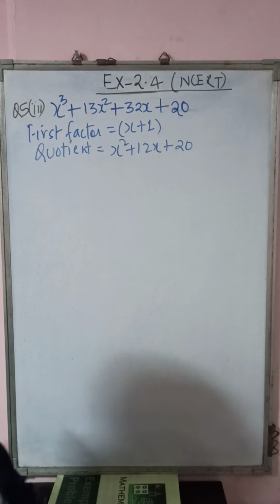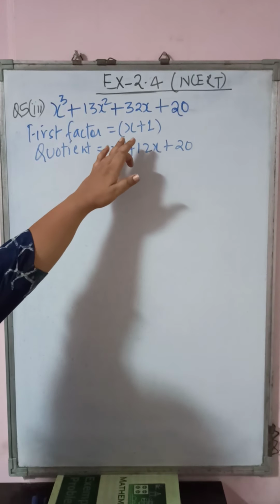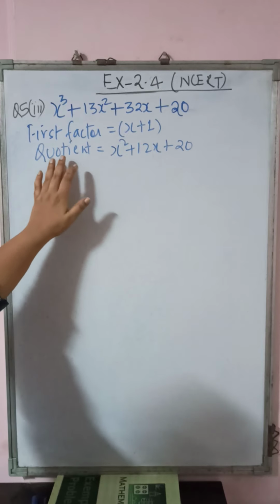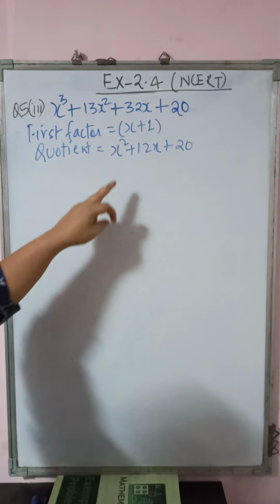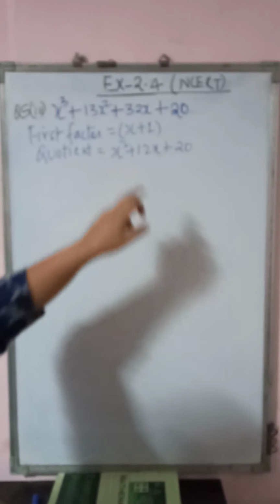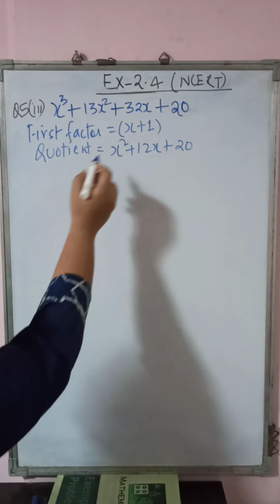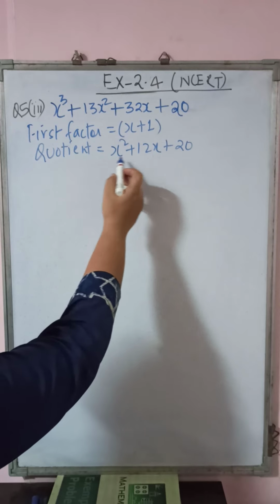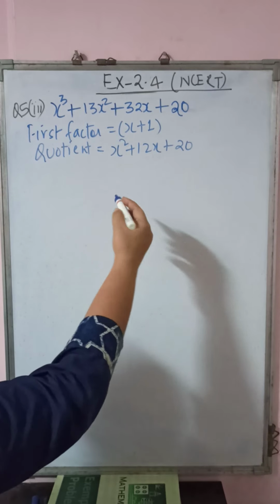Okay, so we have already got the first factor by using the trial and error method and long division. When we performed long division, we got this quotient. Now we have to factorize this quotient by using the splitting middle term method. So the first factor we have already got. When we factorize this, we will get another two factors.